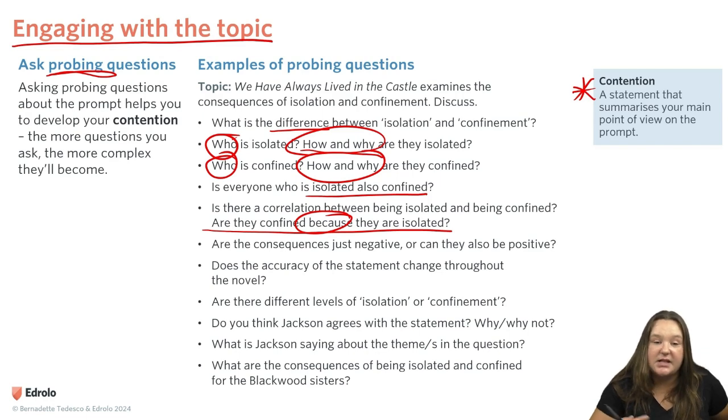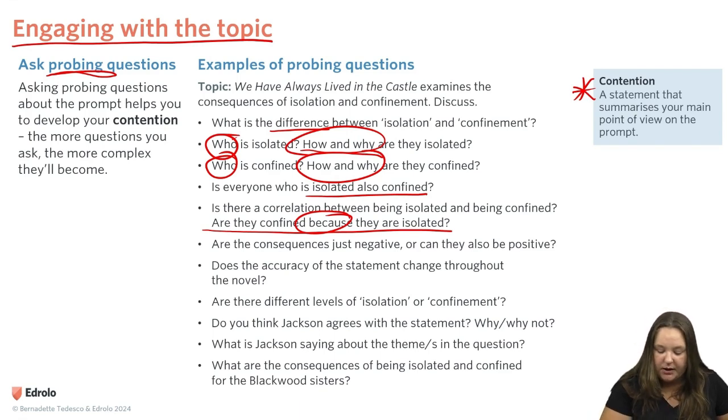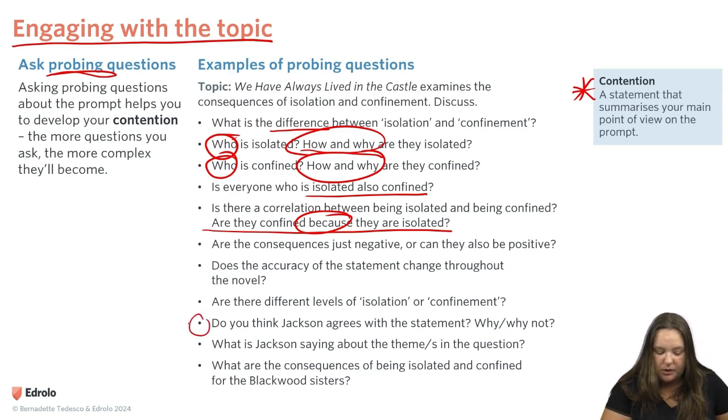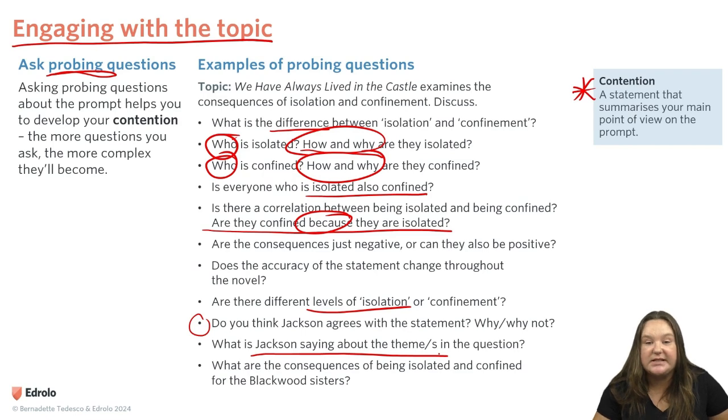And you'll see as I start going further along that there are more and more questions that I'm asking that begin to become quite complex. For example, do you think Jackson agrees with the statement? Or are there different levels of isolation? What is Jackson saying about the theme of isolation through these characters?